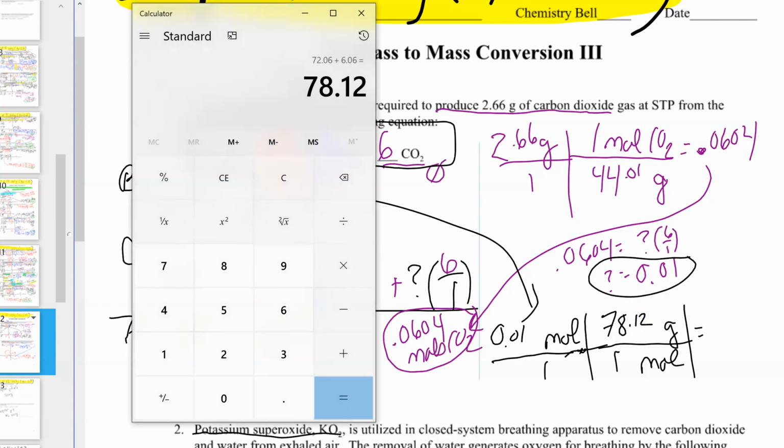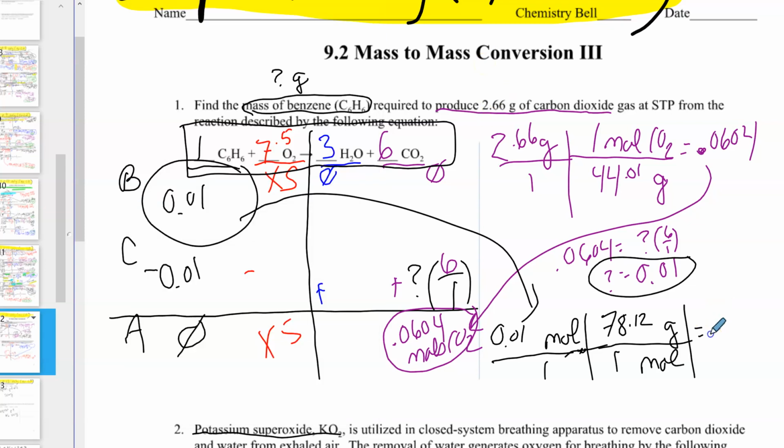Now, in the interest of being methodical here, let's get that original number back in our calculator. 2.66 divided by 44.01. That gives us the 0.0604. Now we want to divide that by 6. That gives us that 0.010 number, just so we can be specific with sig figs. So that's our number of moles of benzene times the molar mass of benzene, 78.12. So how many grams of benzene do we have? 0.786. And we need to have 3 sig figs, so 0.7864.